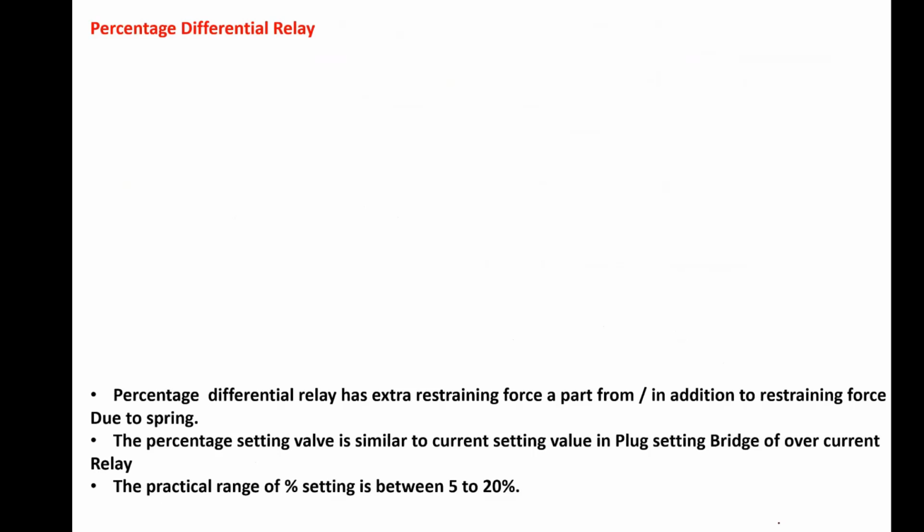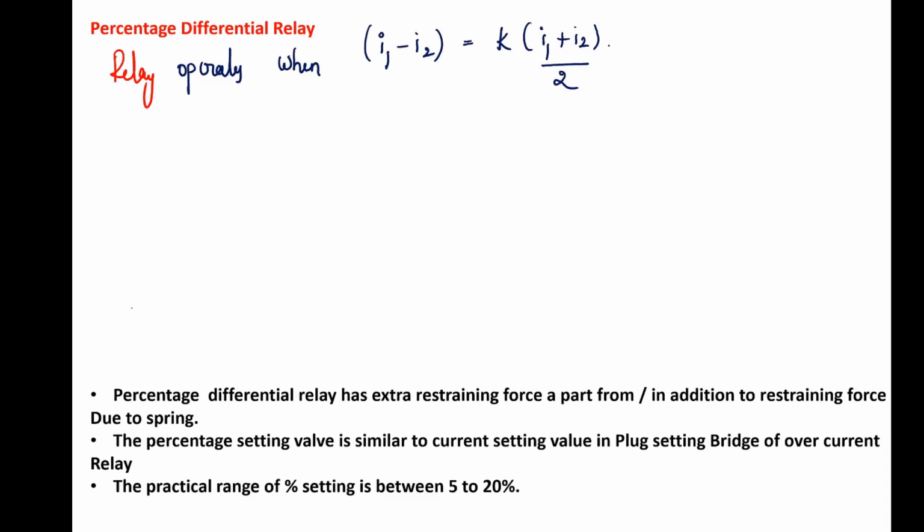Now, when will the relay operate? Let us use this current. The relay operates when the operating current is equal to K times the restraining current. That is the balance condition when both are equal. But it will operate when this is greater than that.